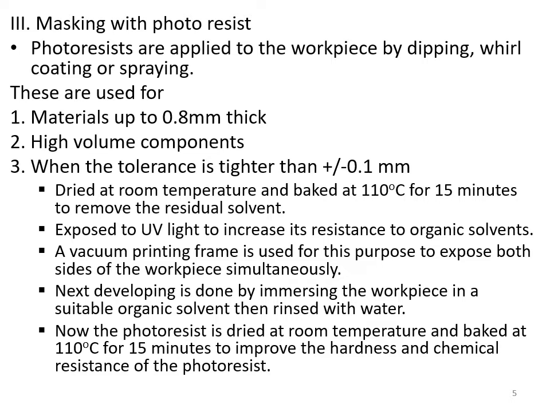Next, developing is done by immersing the workpiece in a suitable organic solvent, which is then rinsed with water. Now the photoresist is dried at room temperature and baked at 110 degrees Celsius for 15 minutes to improve the hardness and chemical resistance of the photoresist. That is, after the photoresist is completely dried over the undesired area, it is completely hard and possesses a high chemical resistance to chemical attack, so that during the etching process or the chemical machining process, it should not get decomposed.